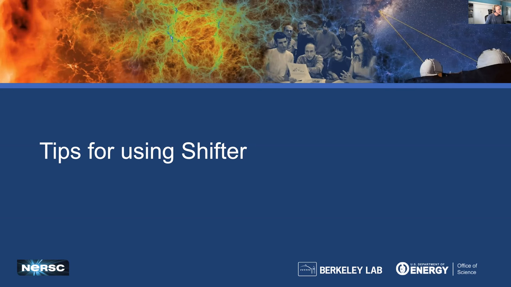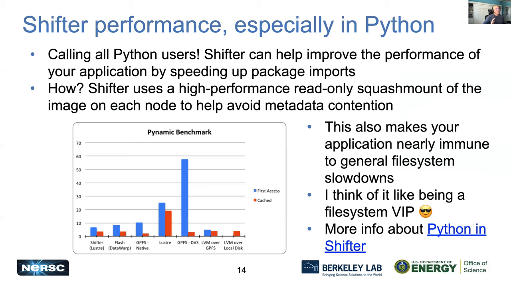Okay, so I'll give you some tips here. Some of these are inspired by common tickets or common user questions, to try to save you some headache. Oh, and let you know that Shifter performance can be really good. Especially Python users, Shifter can be especially helpful for applications that are using a lot of metadata on the file system. So how does this work?